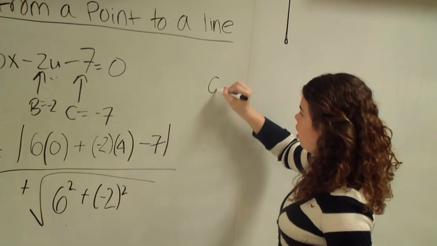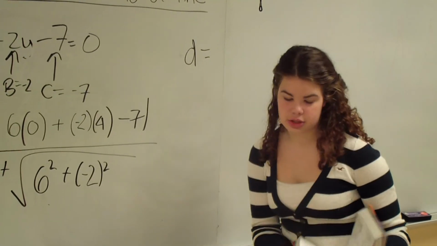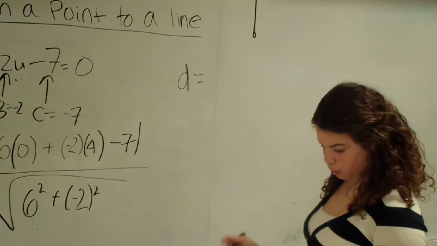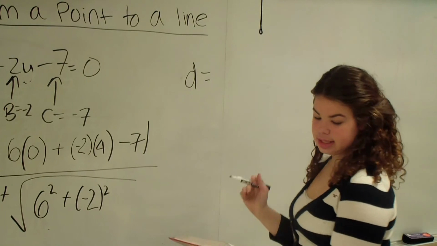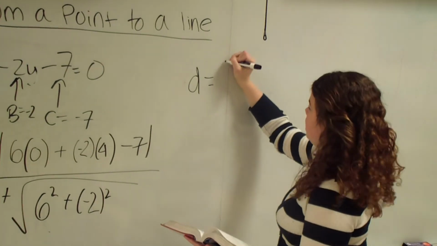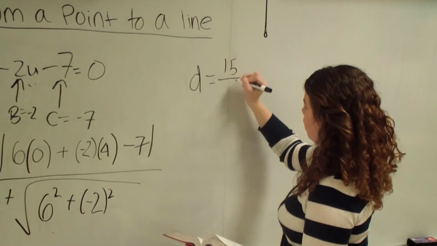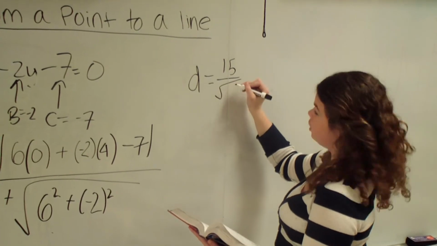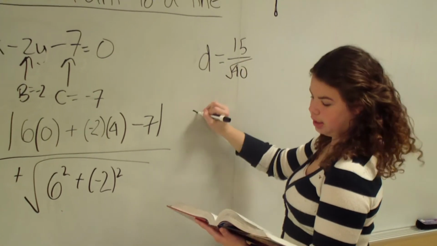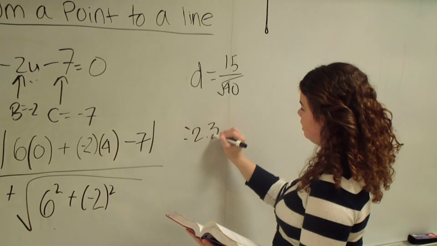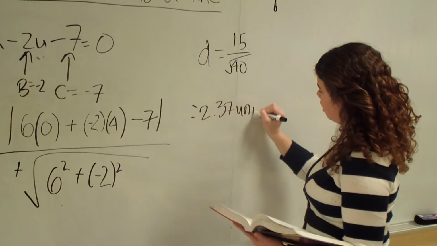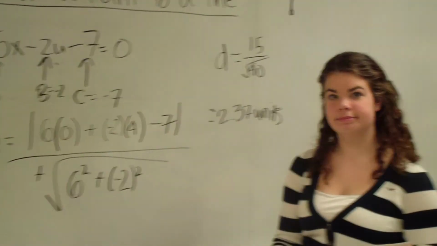So when we plug in all of our numbers and do the computation in our calculator, we will get a distance of 15 over the square root of 40, which is approximately 2.37 units. And there you have it, distance.